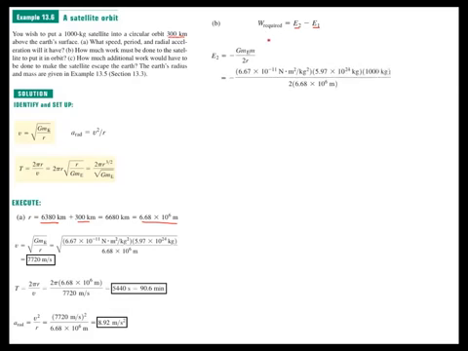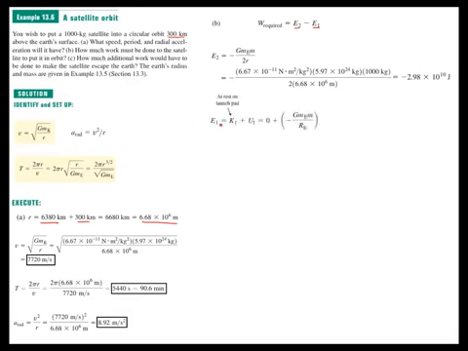Let's start with this one. We're going to use equation 13.13, which states that the total mechanical energy of a satellite in an orbit of radius r is given by this expression. We can put in the numbers. This comes out to be minus 3 times 10 to the 10 joules.